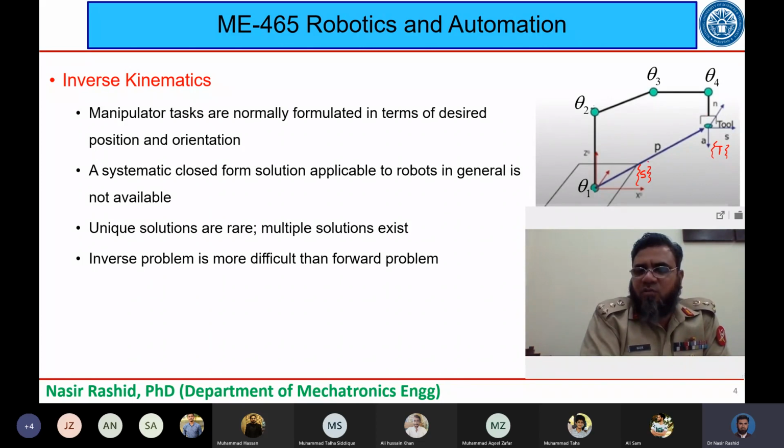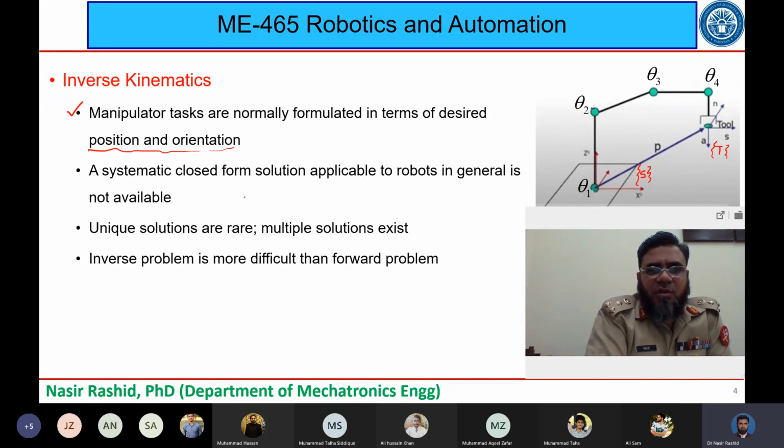So in fact, what we have been doing in forward kinematics is that knowing these thetas, we were trying to find out this. Now in the converse problem, we are going to find out this position, this vector p, by plugging different values of theta, and in fact calculating these thetas, the joint variables, to reach this place. So just a repetition here, the manipulator tasks are normally formulated in terms of desired position and orientation. So this is given to you. So a systematic closed form solution.